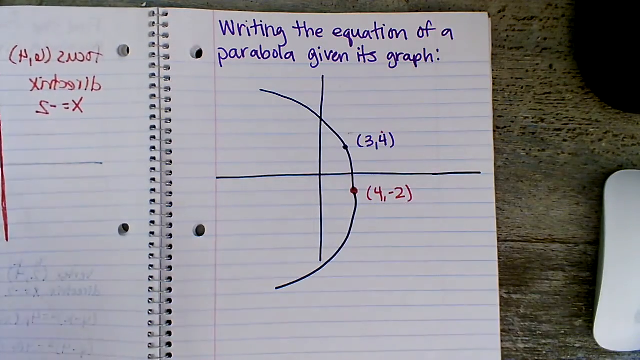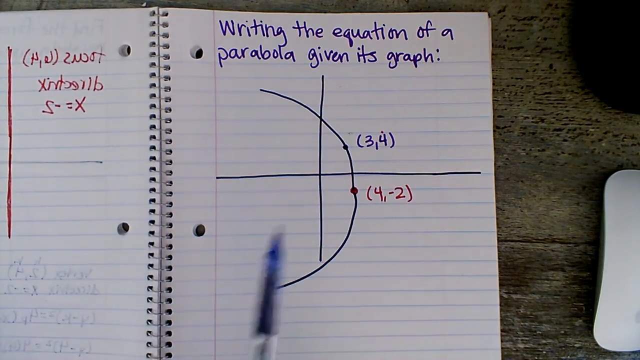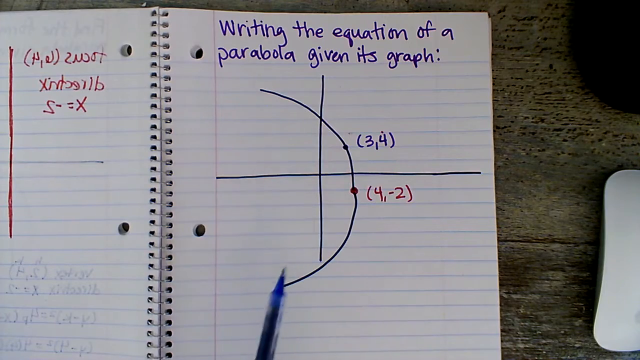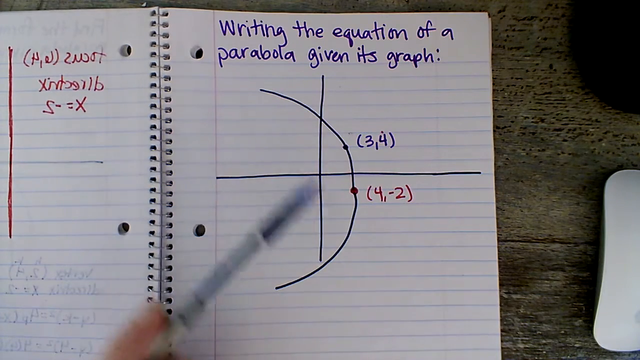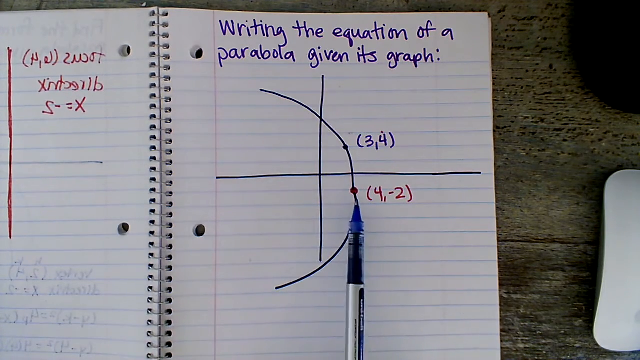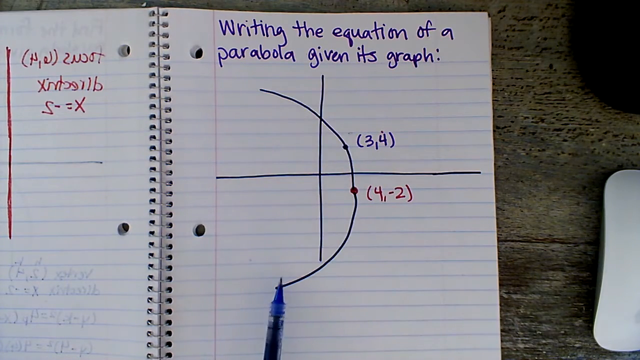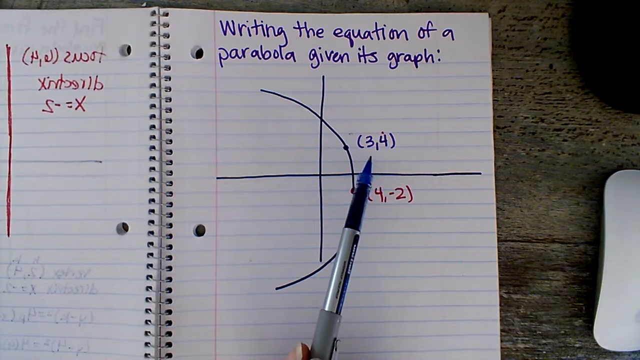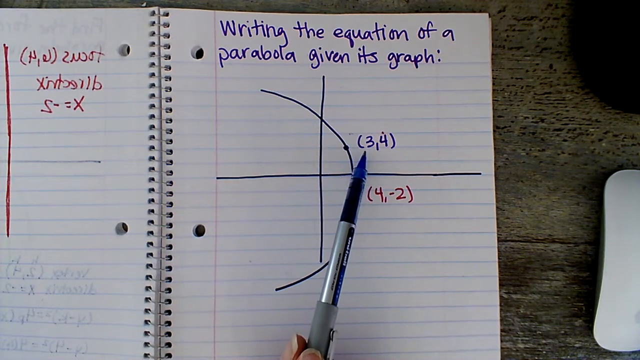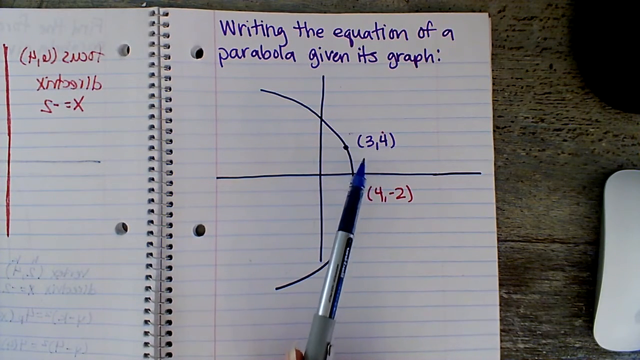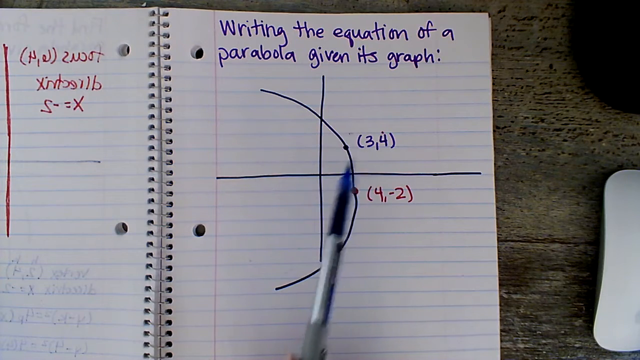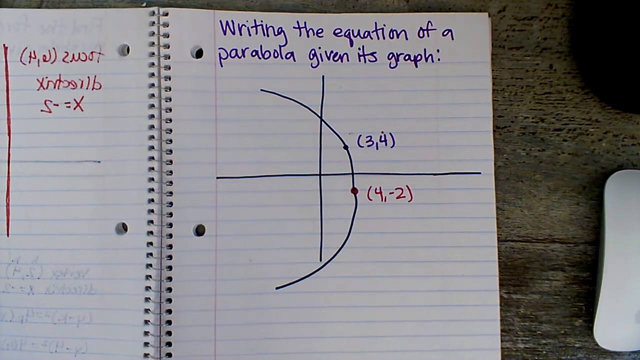In this video, I'm going to show you how to write the equation of a parabola when given its graph. So you can see this has already been graphed for us. We see the vertex at (4, -2). This is the outermost point of the parabola. And then they've given us just this random point on the parabola that it passes through, which is (3, 4). So over 3, up 4.